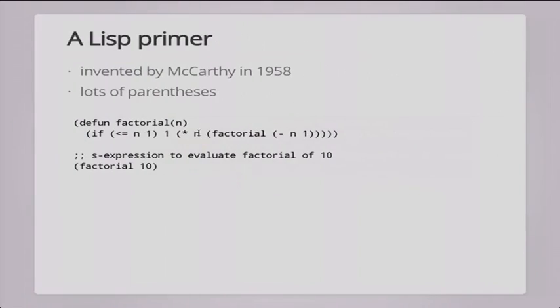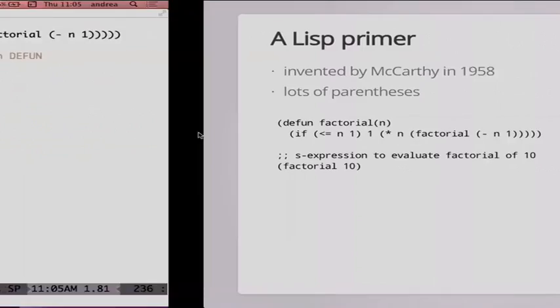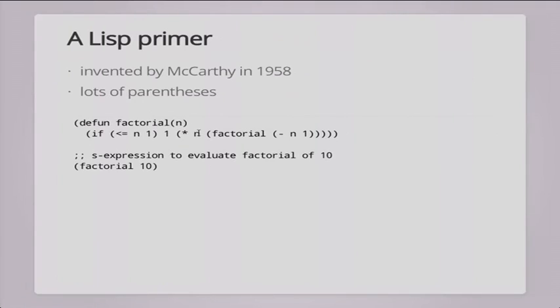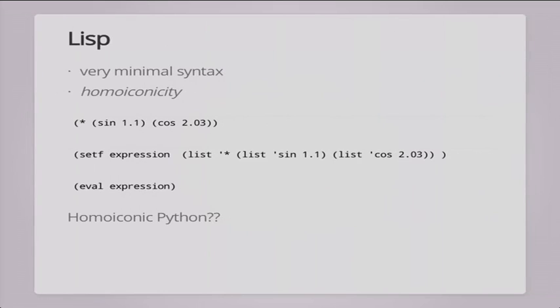So let's continue. Lisp has a very small, very limited syntax. And it has another property, which is quite uncommon and not found in many languages, which is homoiconicity. That's a very difficult word, and not easy to define, but in practical terms it means that the program itself is a valid representation of the data.